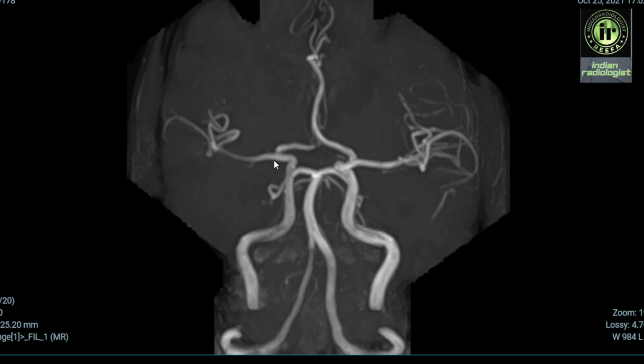The next variant is a bihemispheric ACA in which one of the A2 segments is dominant. As we can see, the left A2 segment is dominant and the right A2 segment is hypoplastic. So in this case, the left A2 segment will be providing major arterial supply to both the anterior cerebral vascular territories.